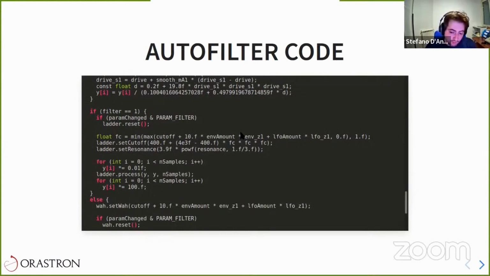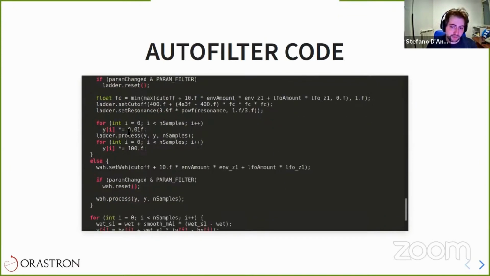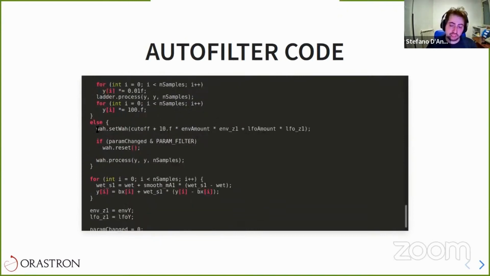Essentially we have two filters. One is a ladder filter and another is a wah filter. For the ladder filter, if it's being used for the first time, we reset it, and then we set cutoff and resonant frequencies. Again, here the code is about mapping parameters and applying modulations. Then we have some gain staging, and we call the process function for the ladder filter.